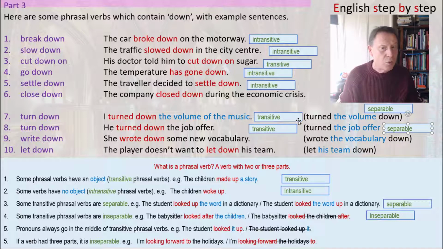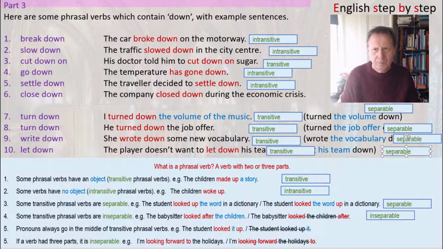Again, she wrote down some new vocabulary. She wrote the new vocabulary down. So that means it's transitive and it's separable. And the last one is the same. The player doesn't want to let down his team, transitive. Let his team down, separable.